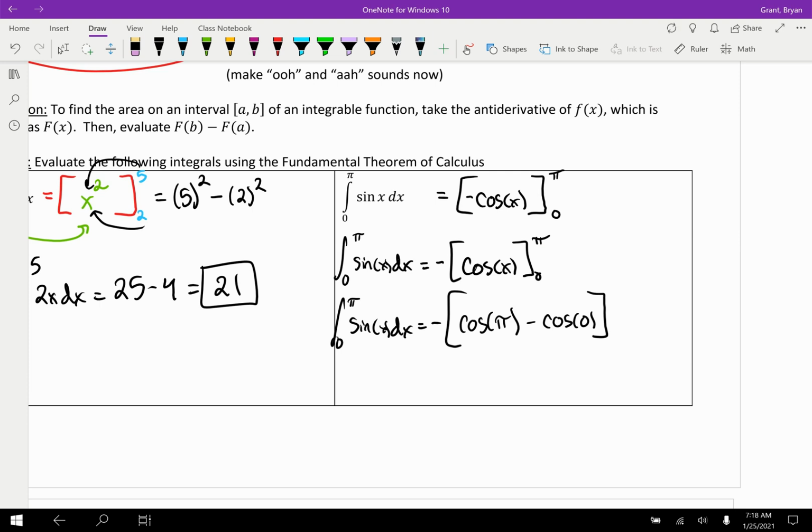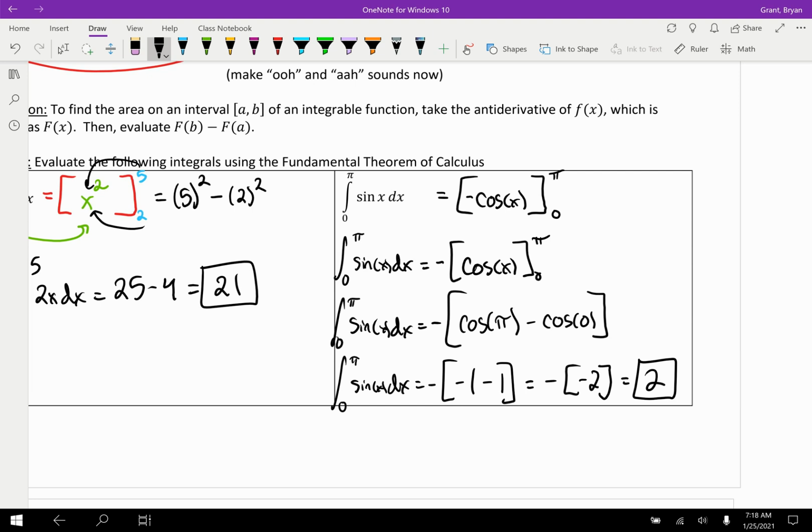It's a no-go. And so I think from here, we end up with, let's see, cosine of pi is negative 1. Cosine of 0 is 1. To me, this looks like negative 2, or positive 2. And I always find that wild. The fact that sine of x, which is all about pi's and rotations and unit circle stuff and root 3 over 2 and root 2 over 2, I always find it fascinating that the exact area from 0 to pi underneath sine is a nice number. It's 2. This is our fundamental theorem of calculus. This is as hard as it gets for today.